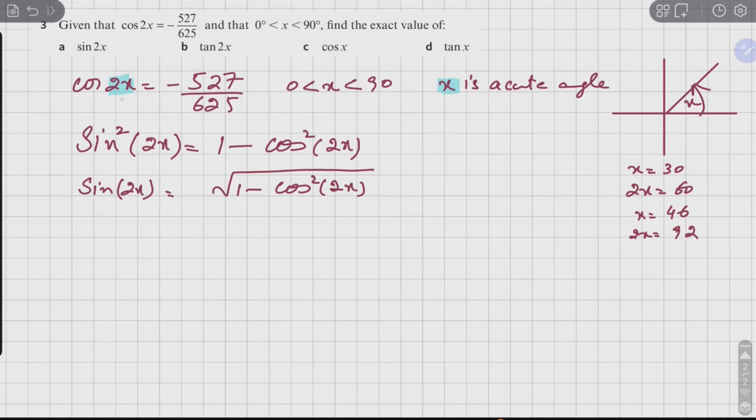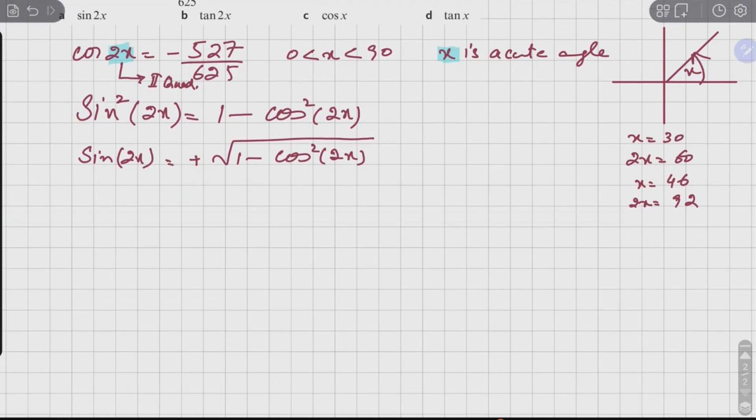अब देखें कि as we have concluded that 2x means the second quadrant, and in second quadrant sine is positive. When you take the square root, so you would put plus sign because sine is positive in the second quadrant. Here you take the values 1 minus cos square of 2x. See, how do you put the value? Like this, minus 527 over 625 and the whole square.